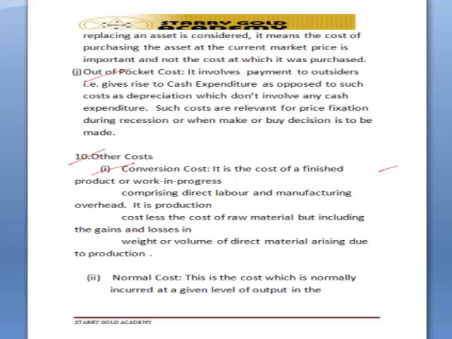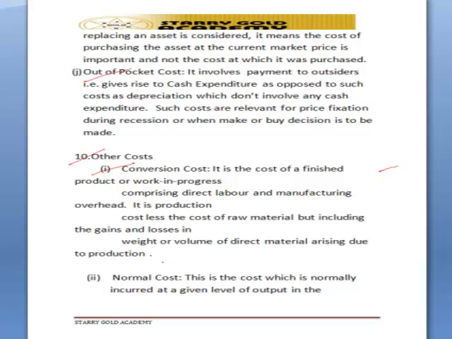Okay, and we say another way is production cost less the cost of raw material, but including the gains and losses in weight or volume of direct material arising due to production. So that's another way we can get your conversion cost. That is the production cost minus the cost of your raw material is your conversion cost.